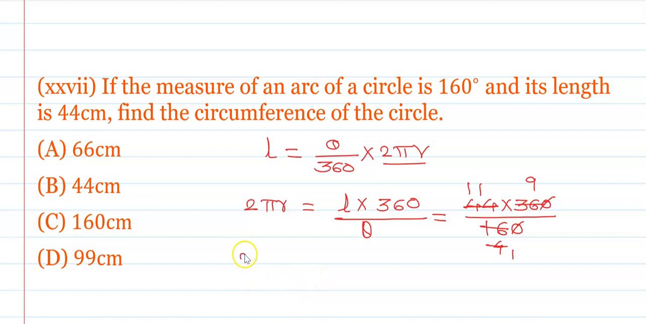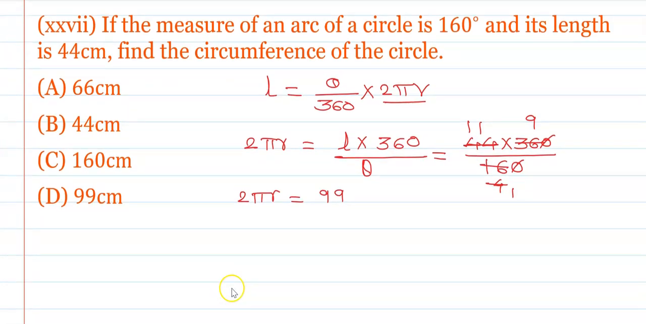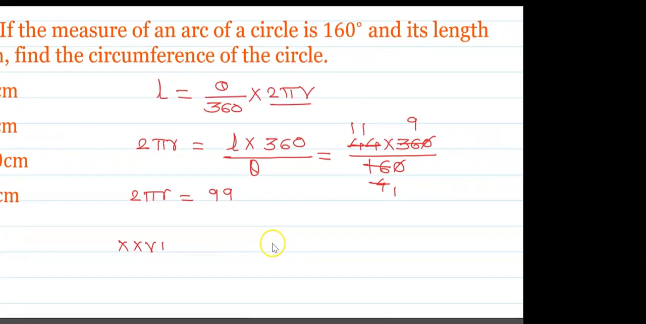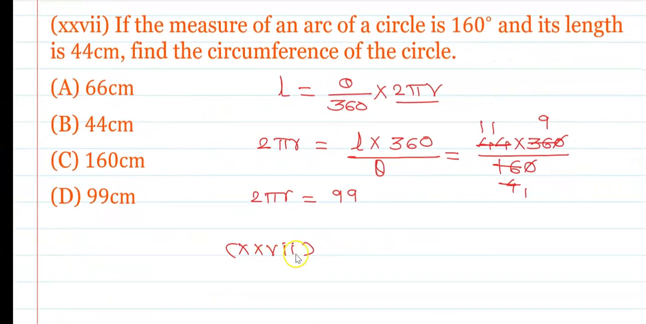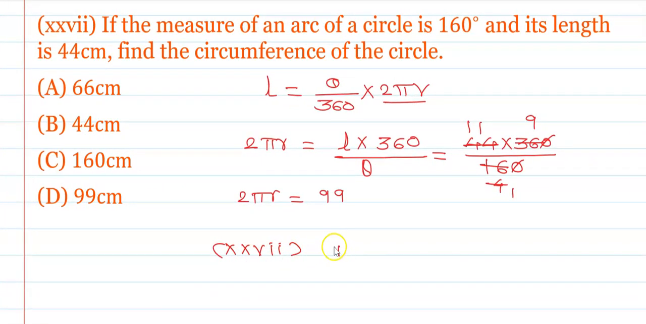Therefore 2 pi r means what? Circumference of the circle is equals to 11 into 9 is equals to 99 centimeter, and hence the option D is the correct one. म्हणून that is the 27th question number किती येतो? 27 साठी. Okay, the option D is correct one.